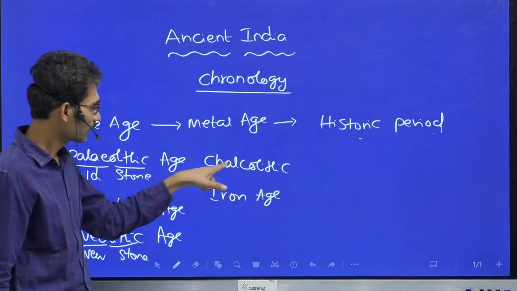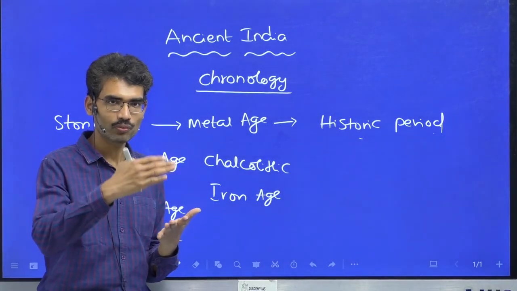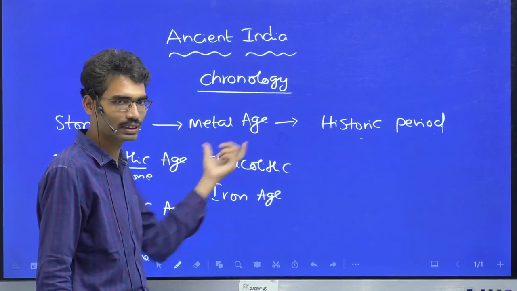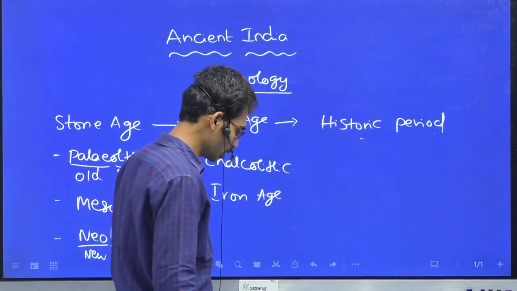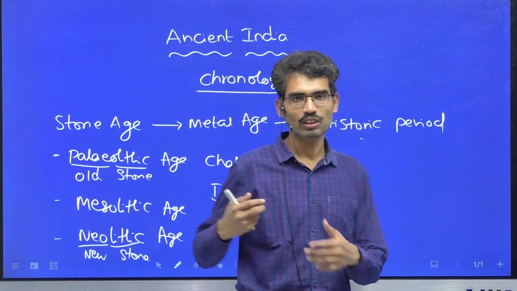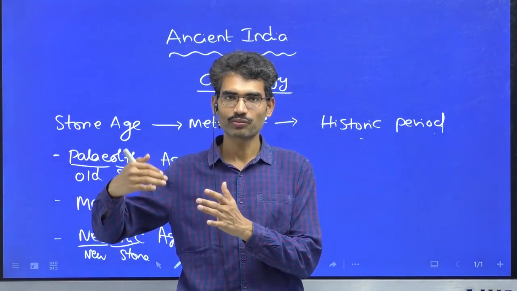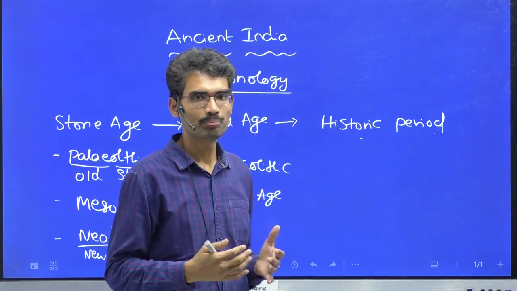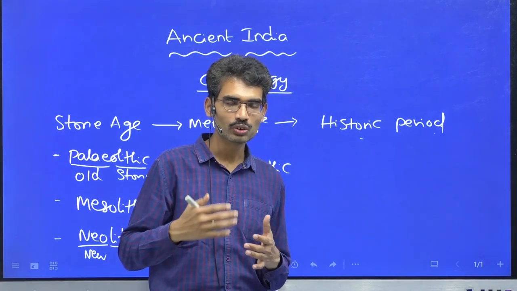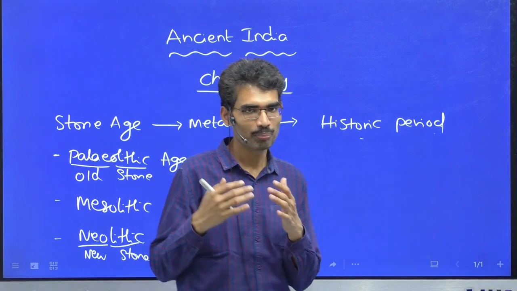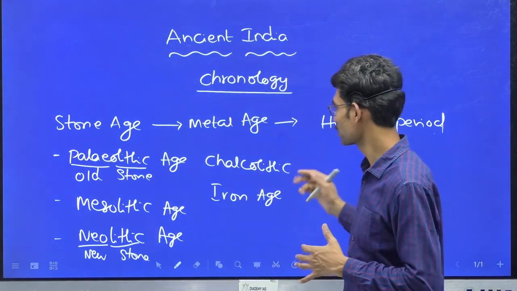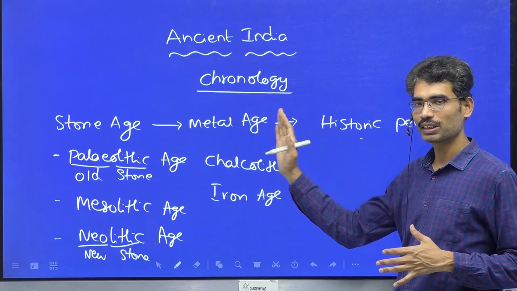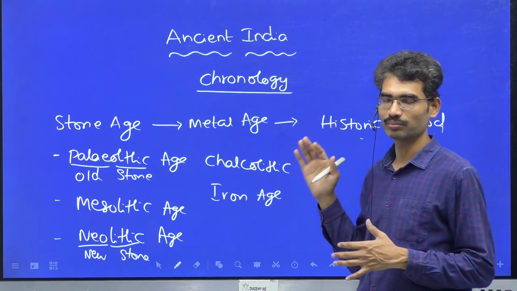That is why we cannot see a clear-cut timeline. We will see that later. Next, the historic period. When it comes to the historic period, it is the period from which the script started, when people started using the script. Based on that script, we divide history into two parts, the prehistoric age and the historic period.